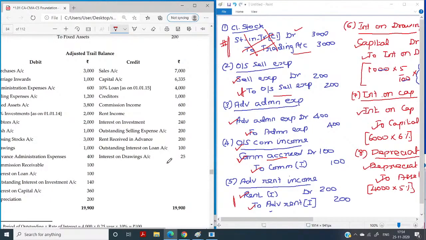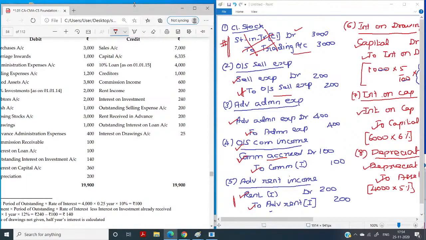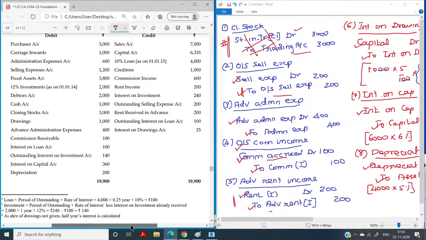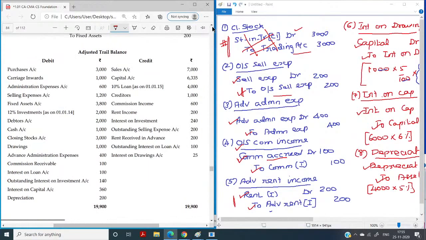Okay, see here. Once again, I will show you. So this is the adjusted trial balance. In the adjusted trial balance here, I have passed the journal entry for all the omitted items or the transactions required to be adjusted. I have posted that, right? Clear? Now, after passing this journal entry, we have this one.